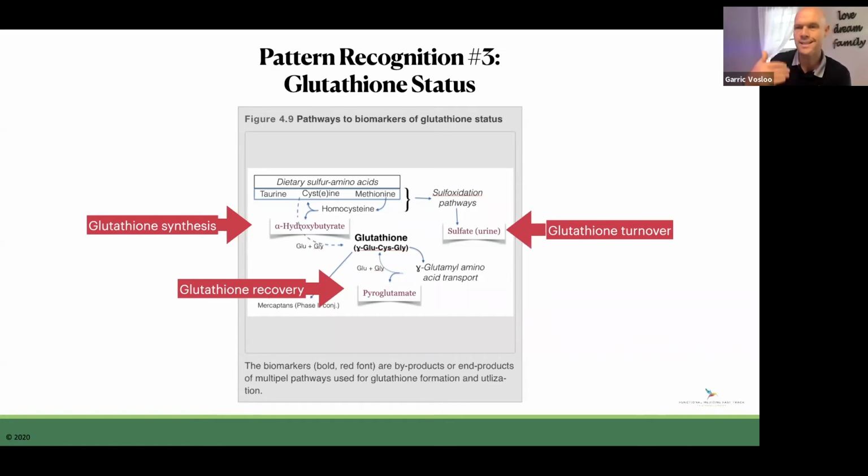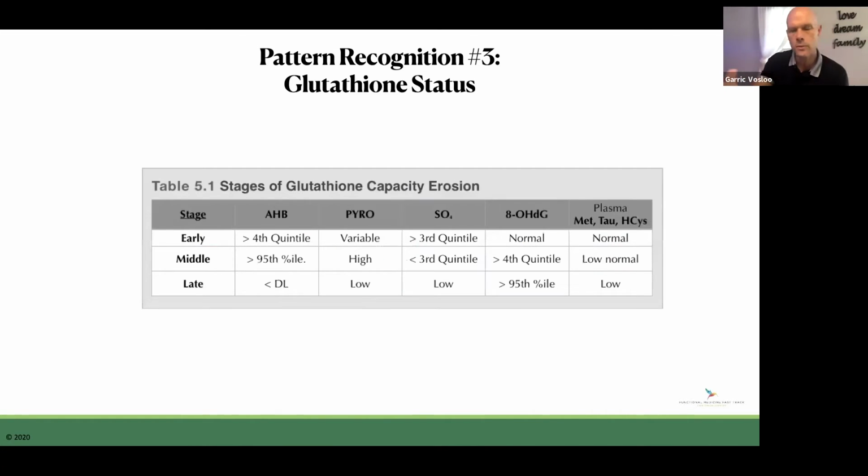Then we're going to be looking at sulfate. So sulfate in the urine is a sign of turnover through sulfoxidation pathways through the use of taurine, cysteine, and methionine to build up glutathione. So these 3 markers are going to be key. Now, there's a little algorithm that we can go through to have a look at how these work.